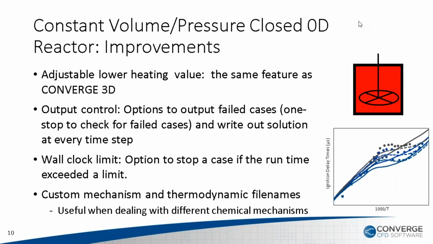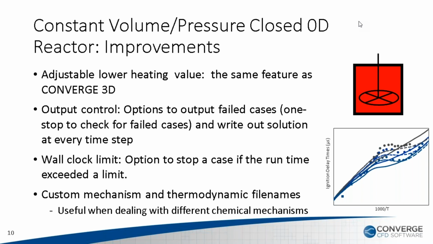To this feature, we have made several improvements in 3.0. Now in 3.0 Converge, you can adjust the lower heating value. This is the same feature that we had available since 2.4. And we also have better output control for user usability. Now we have an option to output failed cases to one file.